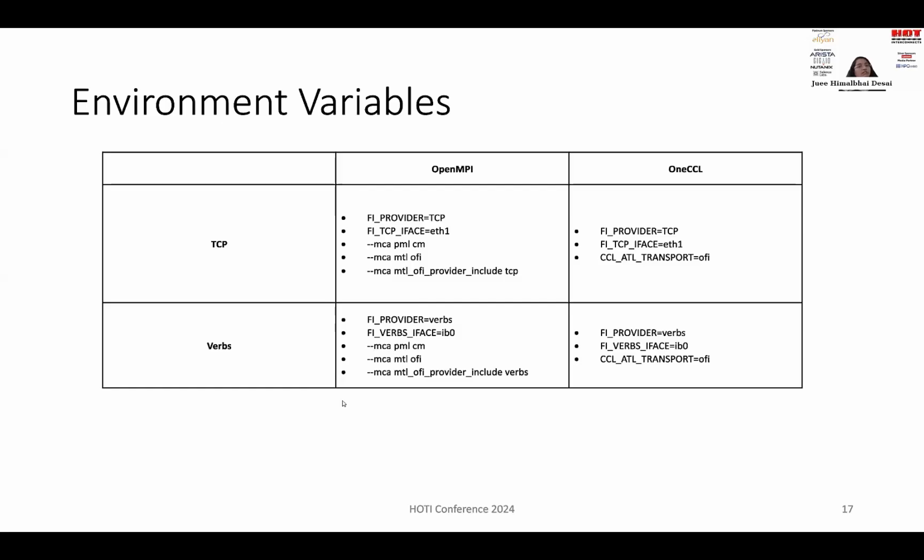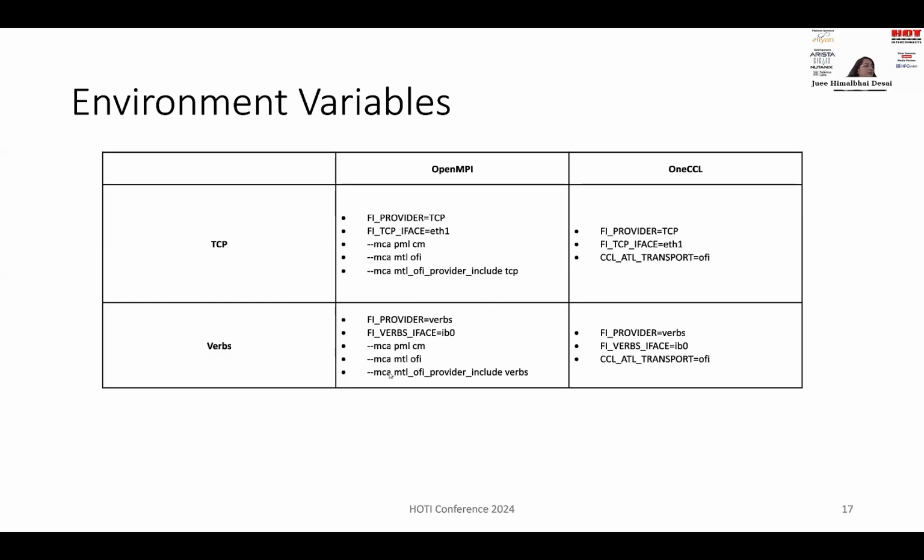The second one is --mca mtl ofi. We set this because OFI is an MTL component. And the third is --mca mtl_ofi_provider_include tcp. So this will tell the application that we want to use the OFI TCP provider.